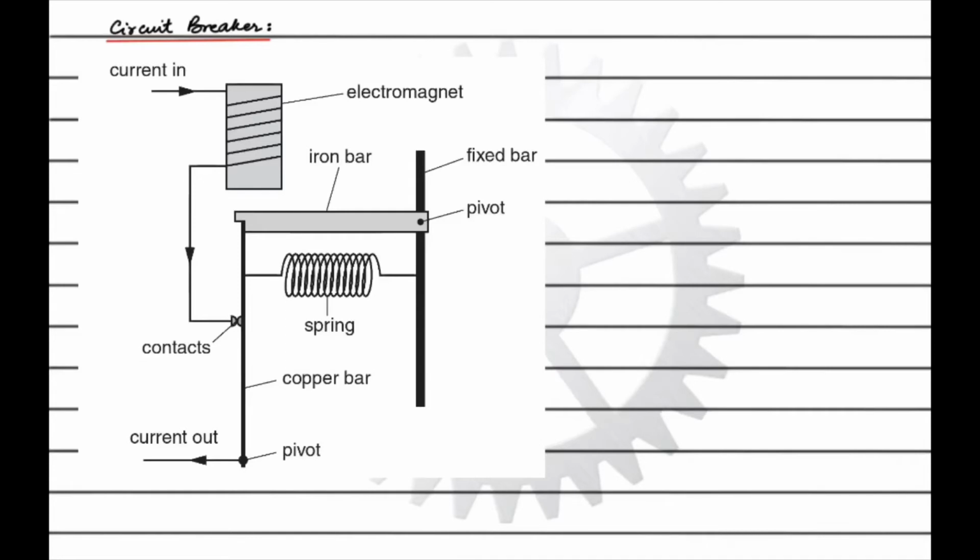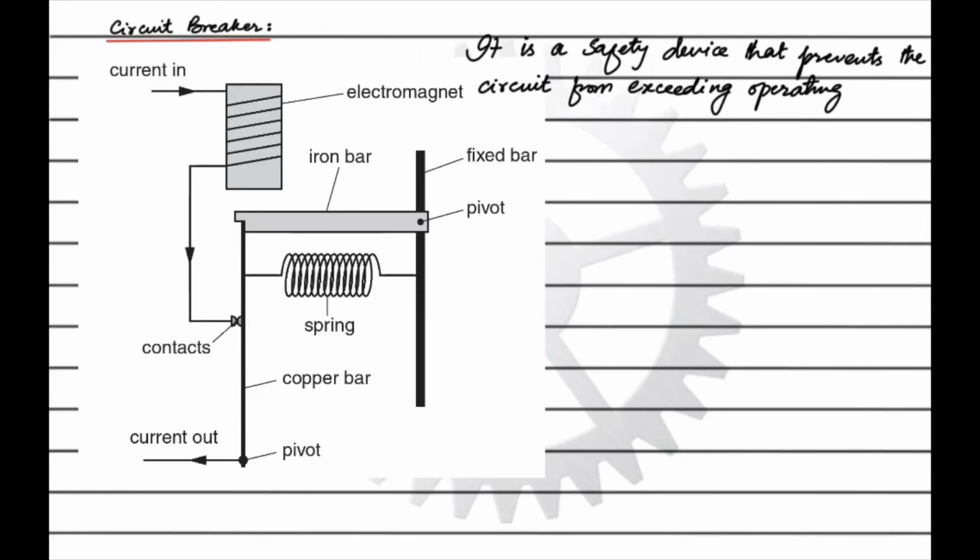In order to study how the circuit breaker does this, let's read the circuit diagram. This is current in, electromagnet, the iron bar, this is the fixed bar, pivot, spring, contacts, copper bar, pivot, and then current out. So what happens? It is a safety device that prevents the circuit from exceeding the operating current value.